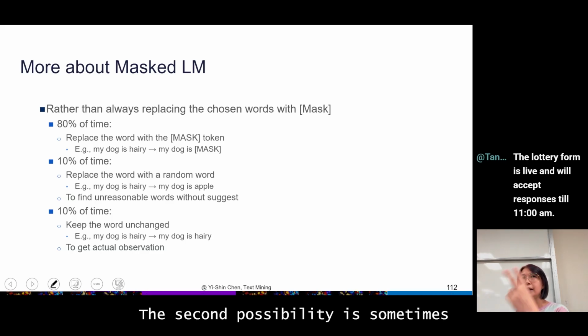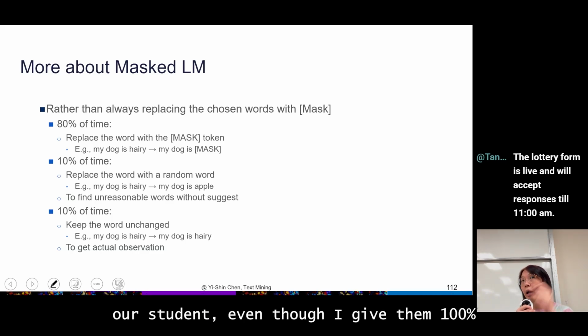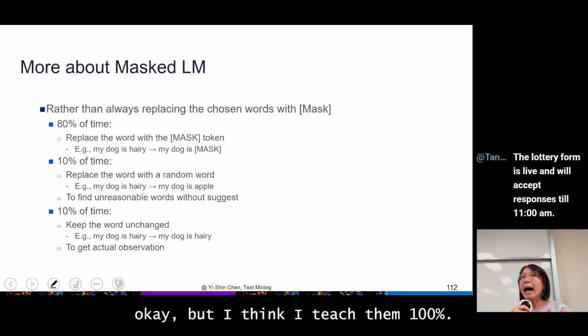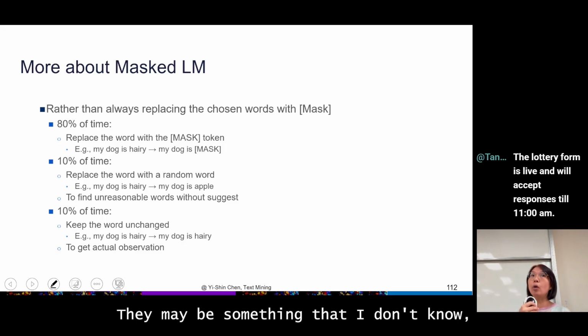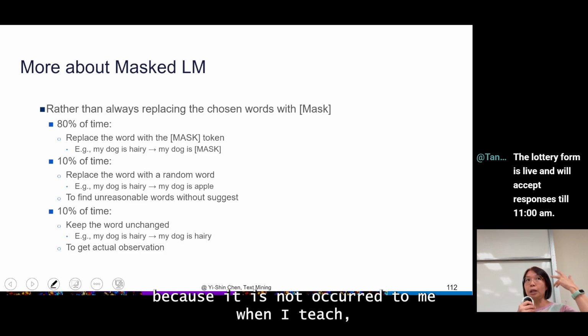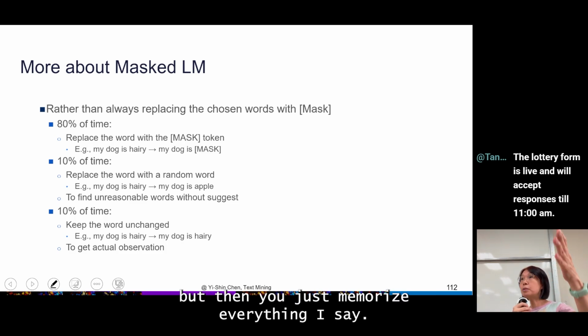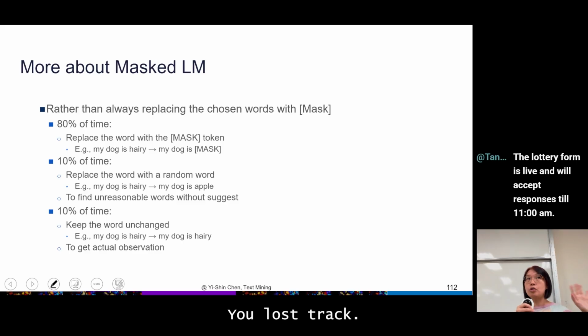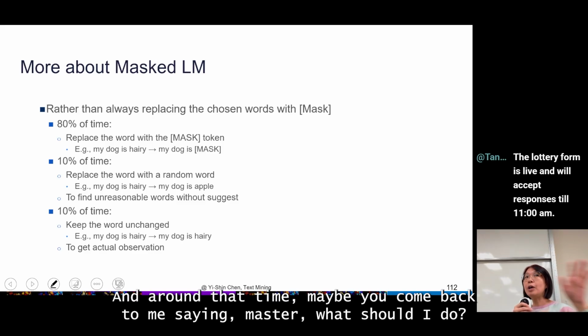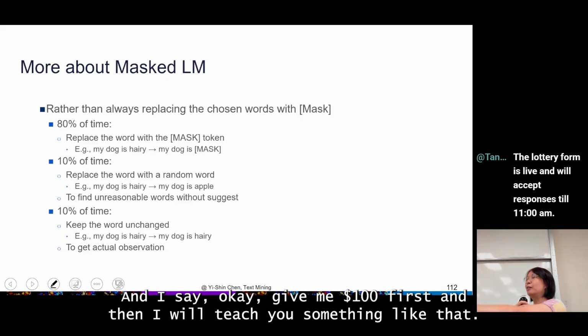That is one possibility. The second possibility is sometimes our student, even though I give them 100%, or I think I teach them 100%, there may be something that I don't know because it did not occur to me when I teach. But then you just memorize everything I say. If something happens to you that did not come from me, you lose track. You don't know what to do. And around that time, maybe you come back to me and say, Master, what should I do? And I say, okay, give me $100 first, and then I will teach you, something like that.